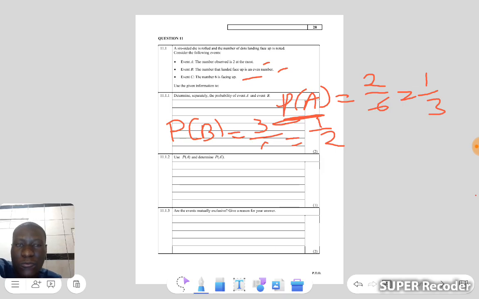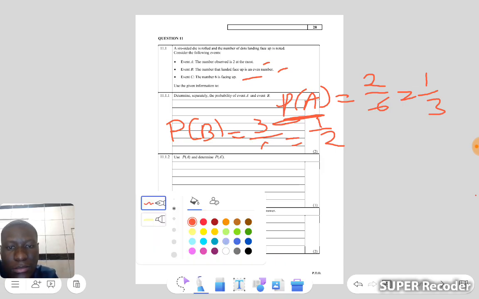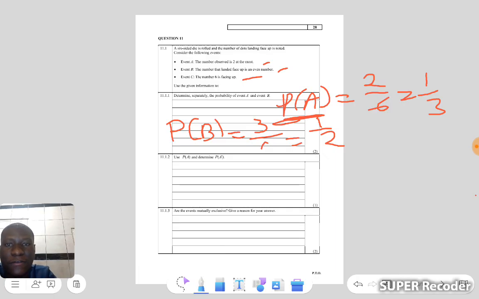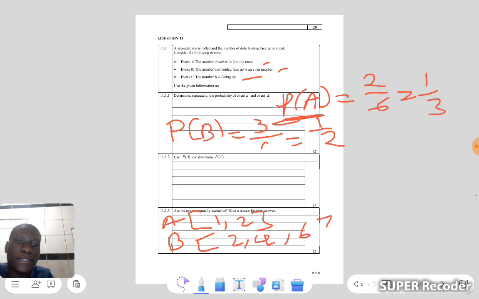So you can check A and B. Event A equals 1, 2. Event B equals 2, 4, and 6. That's what we get for event B.